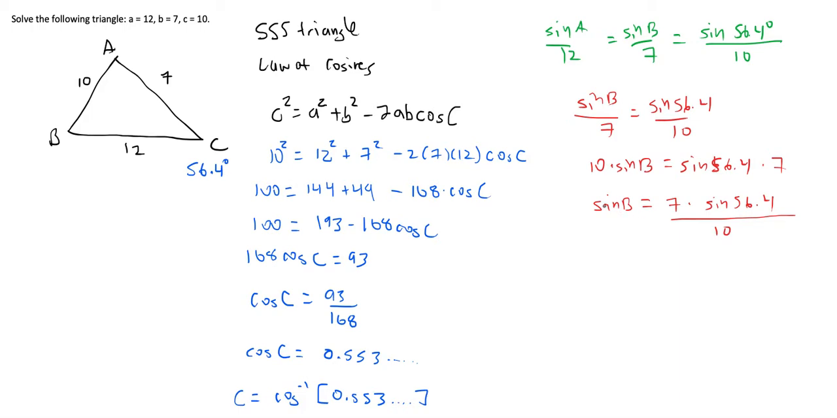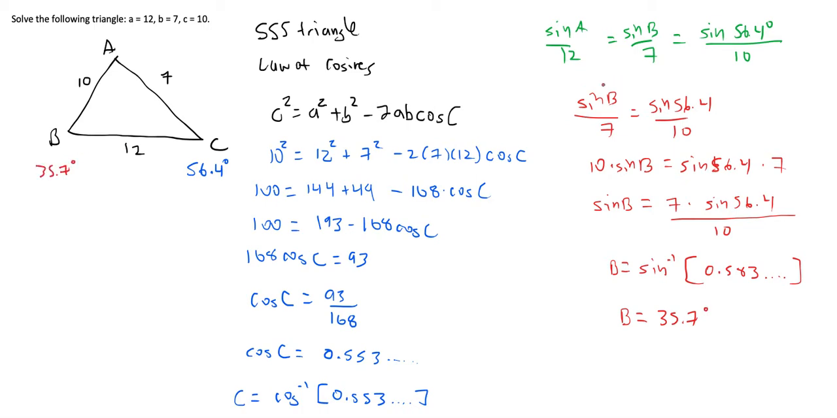Now, in order to solve this, we need the sine inverse. So B is going to be the sine inverse of all of this. When you calculate 7 times the sine of 56.4 divided by 10, we get about 0.58 and some change. Remember, don't round this. Keep the whole number in your calculator and just do the sine inverse of that number. We should get 35.7 degrees. So that's B. It's 35.7.